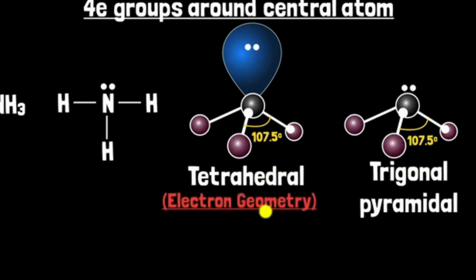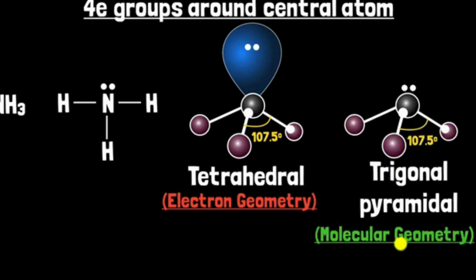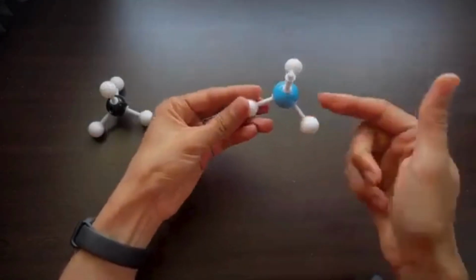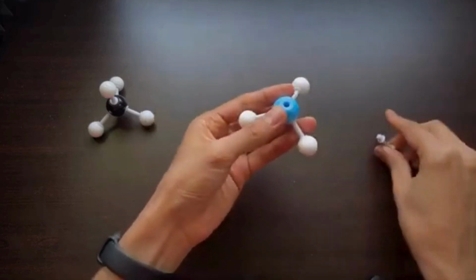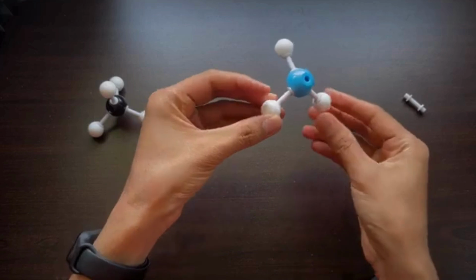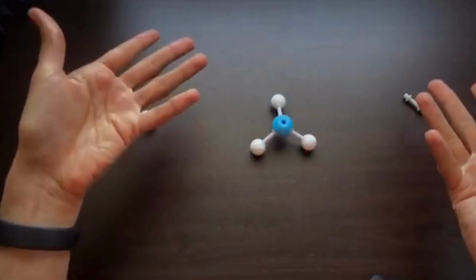We call this the electron geometry because this is the shape that represents how the electron groups are oriented. But then when we get rid of the lone pair and we talk about only the atoms, or only the bonds that are actually present, we call this the molecular geometry. When people are talking about the shape of a molecule, they're actually talking about the molecular geometry. The shape of ammonia is not tetrahedral, but trigonal pyramidal. But in the back of my head, it's kind of the same thing. It's basically a tetrahedral shape where there's nothing over here, so you get rid of it, and now you get this new shape, which looks like a tripod, so trigonal pyramidal.